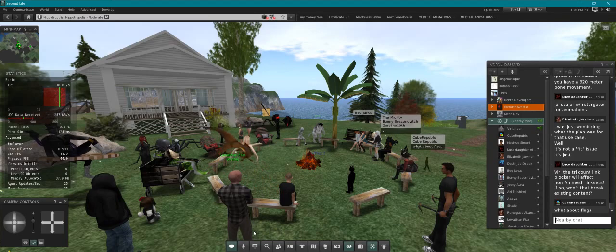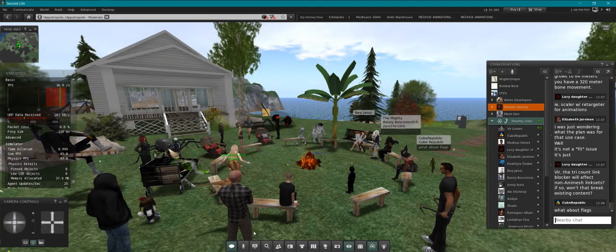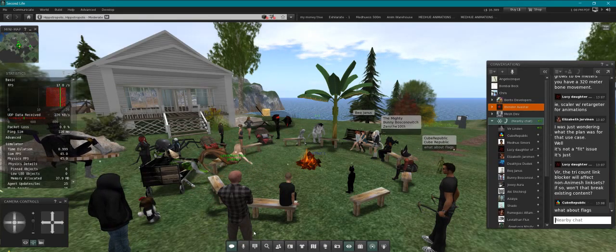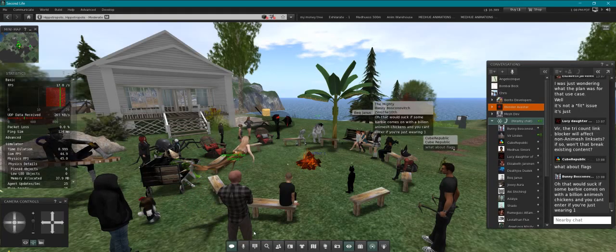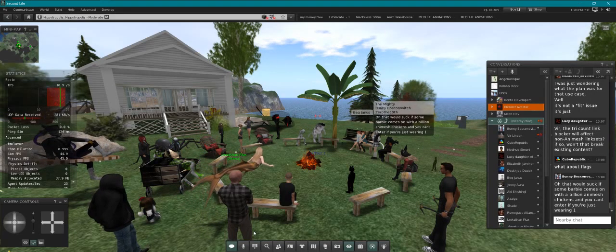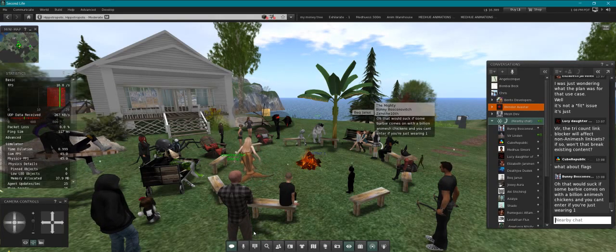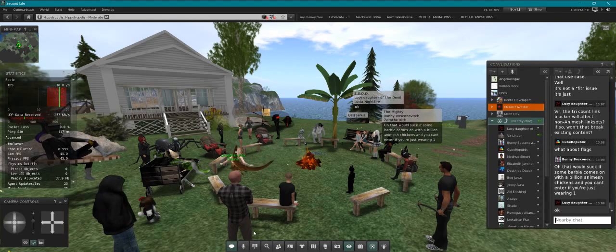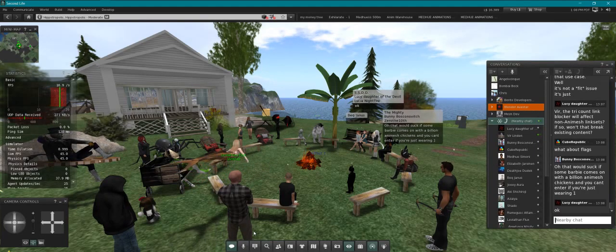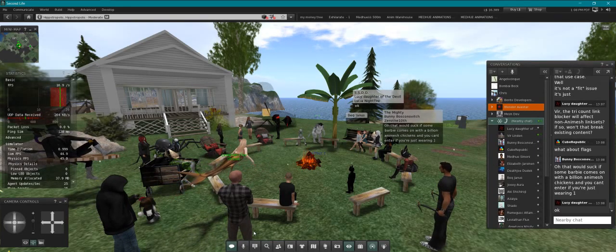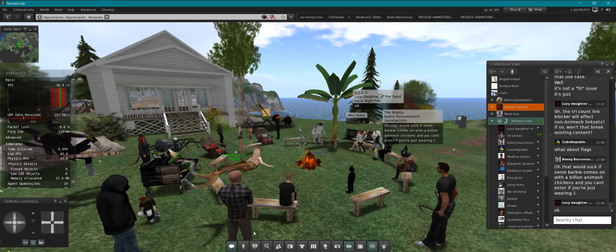Lucia says the try-count link blocker will affect non-Animesh link sets. No, it's purely a check if you're trying to link together objects which contain Animesh prims, or if you're trying to make a link set into an Animesh.